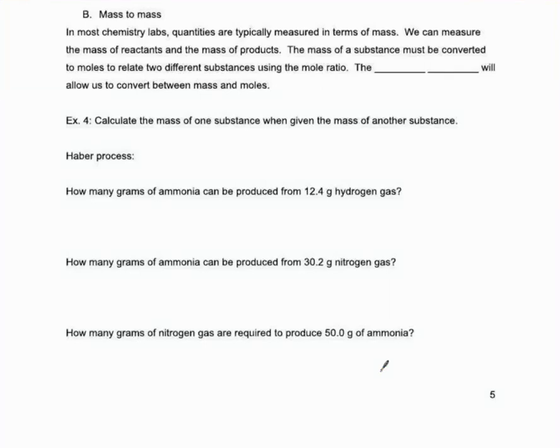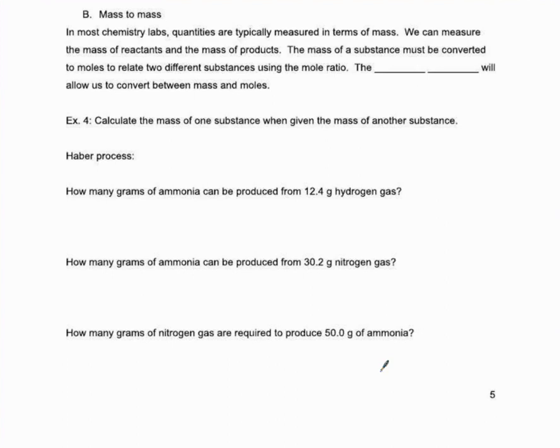All right, the second type of stoichiometry conversion we're going to talk about is conversions with mass. In most chemistry labs, ours included, quantities are measured in terms of mass. It's really difficult to measure moles directly, so we have to do it indirectly, like we discussed several units ago, and that's by measuring the mass. We can measure the mass of reactants, and we can measure the mass of products.